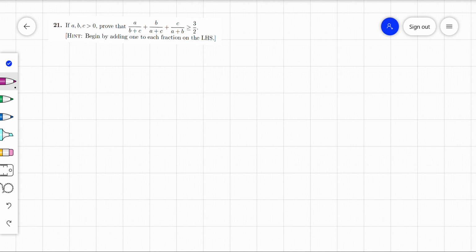All right, so this one it gives us a bit of a hint, and it says by adding 1 to each fraction. So if I look at the left-hand side, and I add 1 to, I'm just going to space these apart and show you how I'm going to add 1. So at least it gives us this hint.